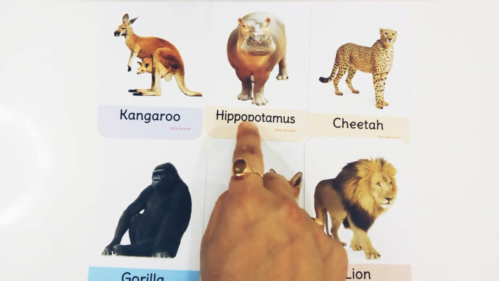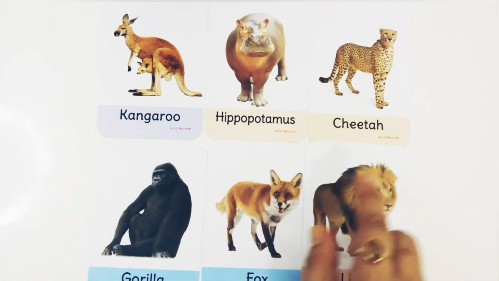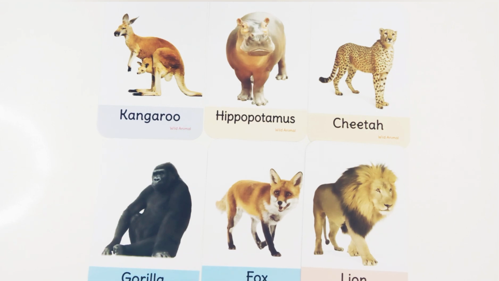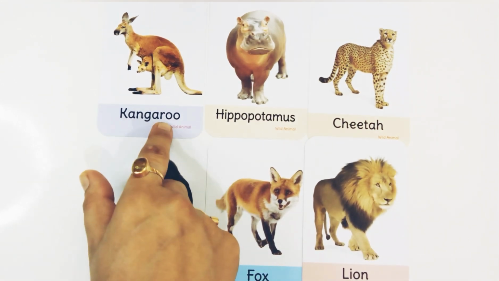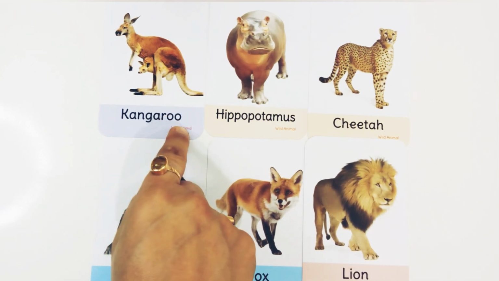K for kangaroo. H for hippopotamus. C for cheetah. G for gorilla. F for fox. L for lion. K for kangaroo. Kangaroo is a wild animal.